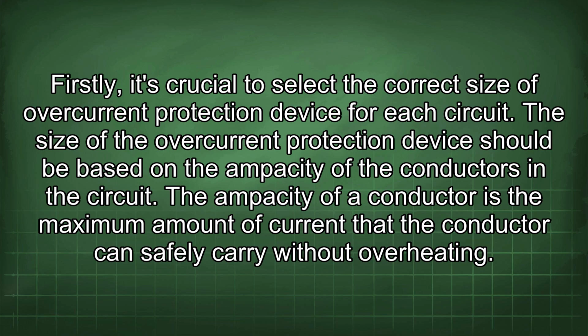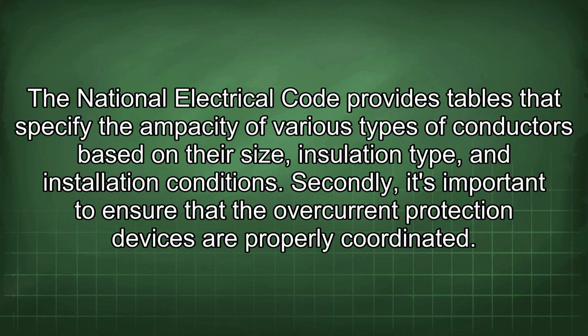Firstly, it's crucial to select the correct size of overcurrent protection device for each circuit. The size of the overcurrent protection device should be based on the ampacity of the conductors in the circuit. The ampacity of a conductor is the maximum amount of current that the conductor can safely carry without overheating. The National Electrical Code provides tables that specify the ampacity of various types of conductors based on their size, insulation type, and installation conditions.